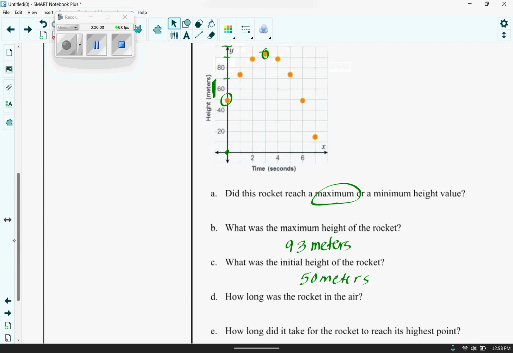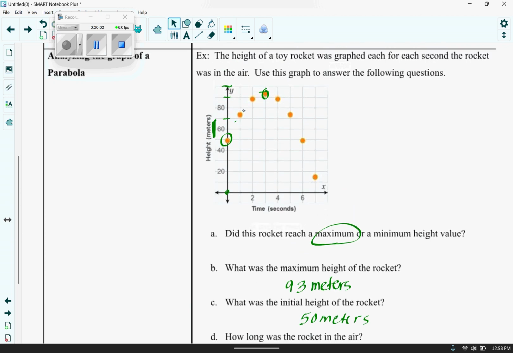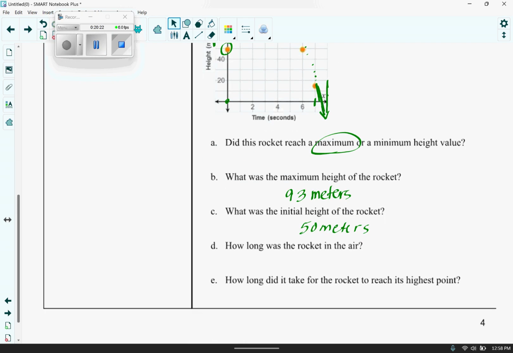Then how long was it in the air? Well, it's in the air, still up above the ground, but it's somewhere between here and down the next second, because we're doing each second at a time, right? So somewhere between here and there. So we're going to say it just comes on down. So that would be between 7 and 8 seconds.